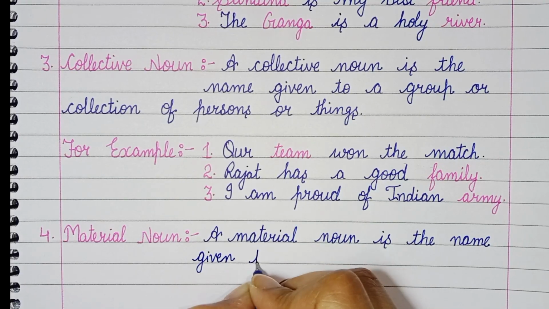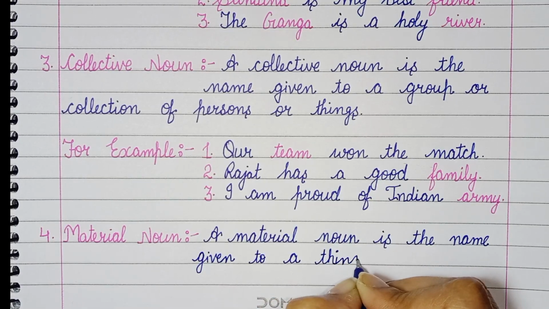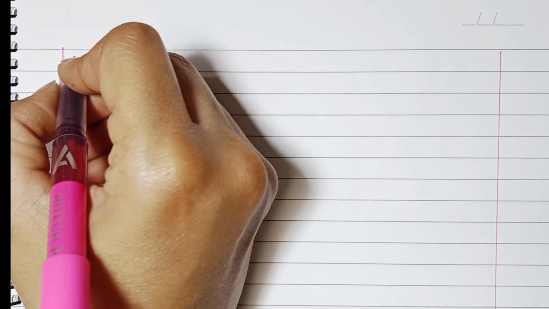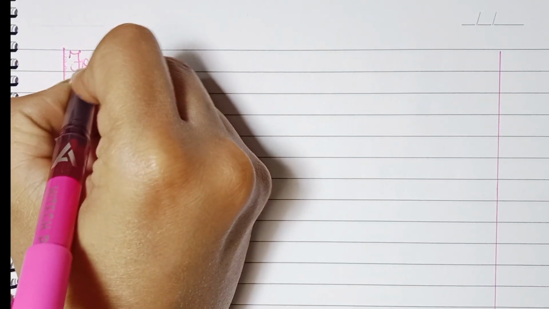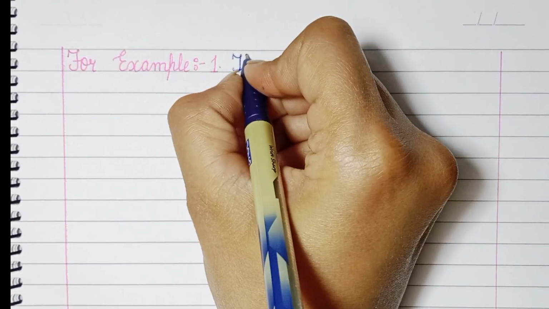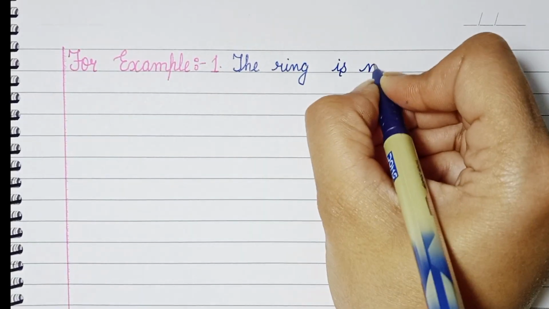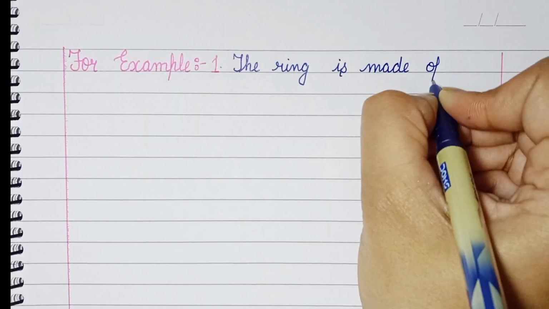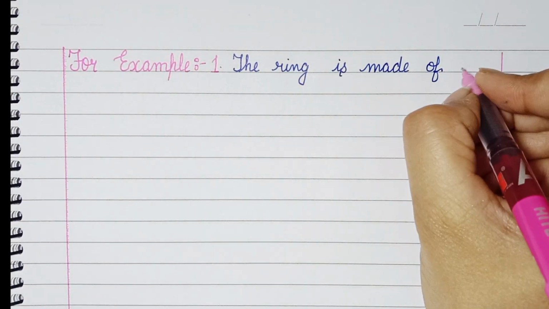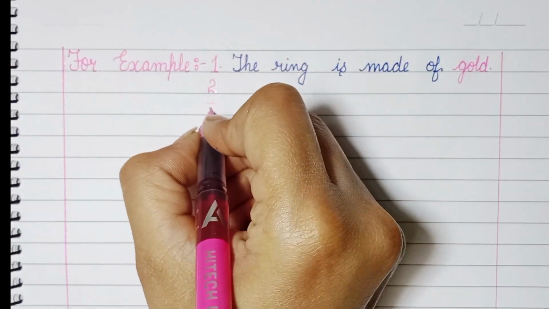Fourth one is material noun. A material noun is the name given to a thing. For example, the ring is made of gold. Gold is a material noun.